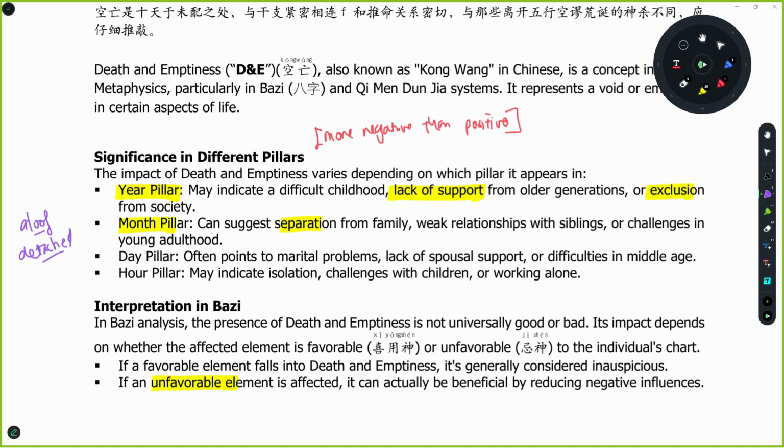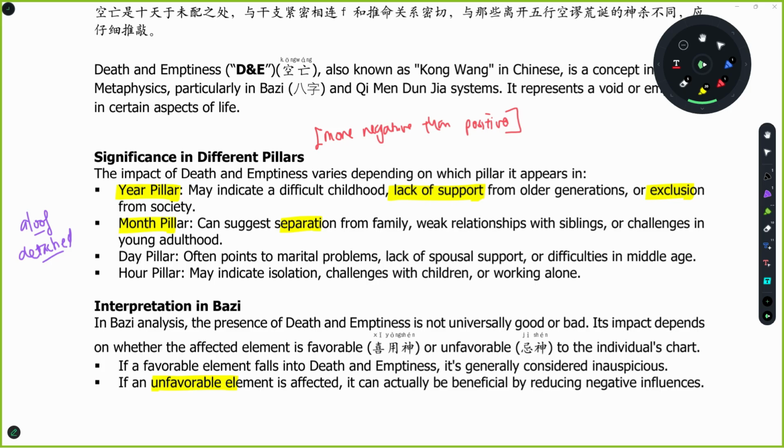Negatively, it behaves like a zombie. That means no emotion, not excited, just becoming aloof, on its own, quite detached. And here, if we found it on the day pillar, then it may represent a marital problem.